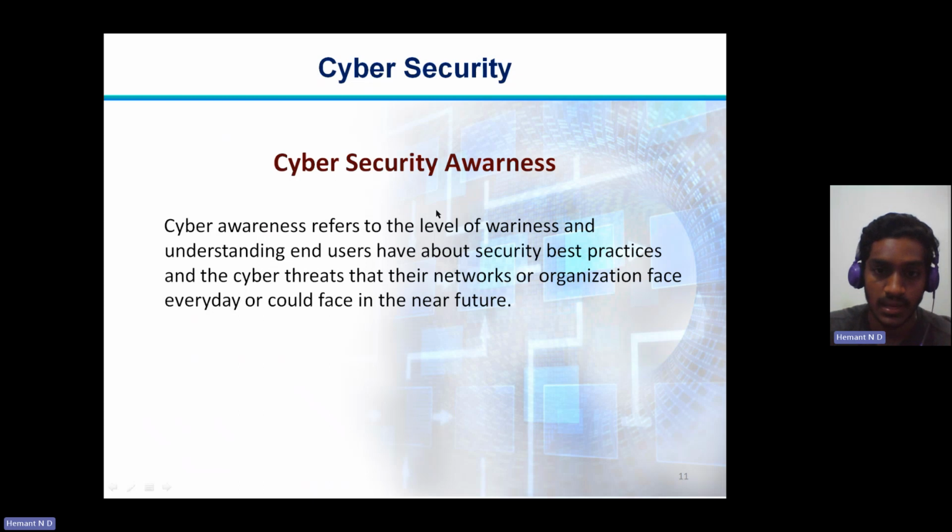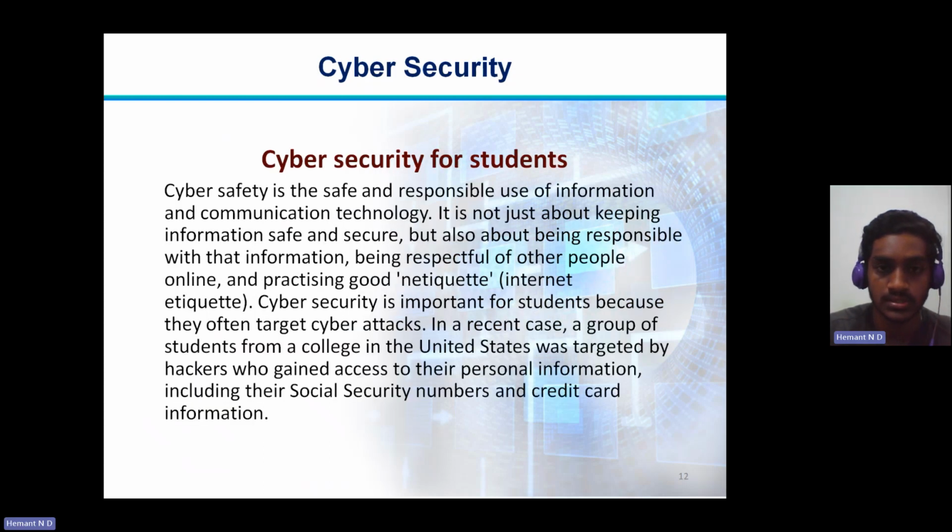Cyber awareness refers to the level of awareness and understanding end users have about security best practices and the cyber threats that their networks and organizations face every day or could face in the near future. Okay, now mainly looking at the students who face cyber attacks.